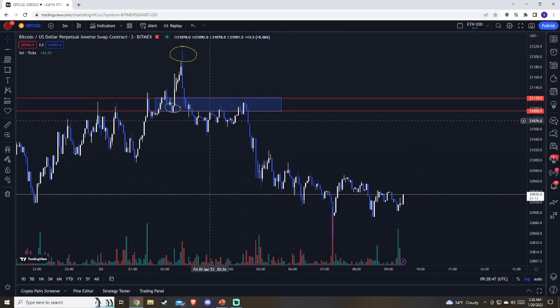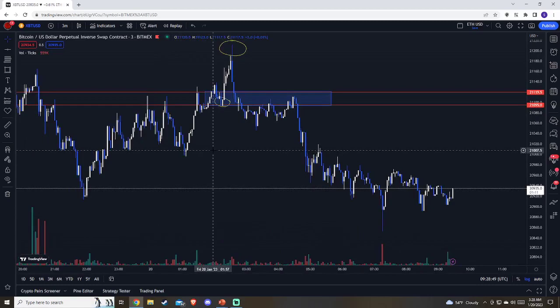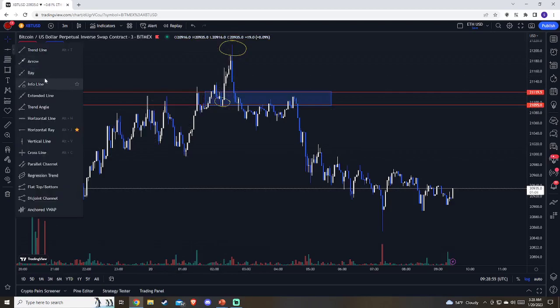Now the first target you would want to identify is the low that created this here, and this is what you'd call the swing of origin on local price action.